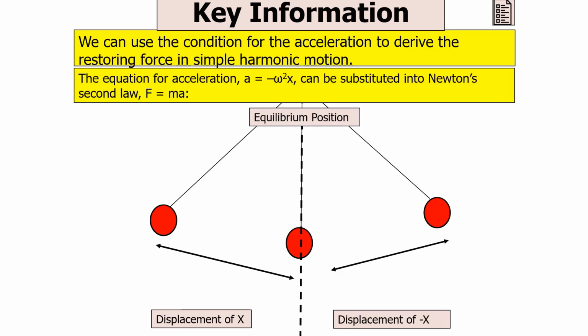Now we can use the condition for acceleration to derive the restoring force in simple harmonic motion. The equation for acceleration, a equals minus omega squared x, can be substituted into Newton's second law, F equals ma.